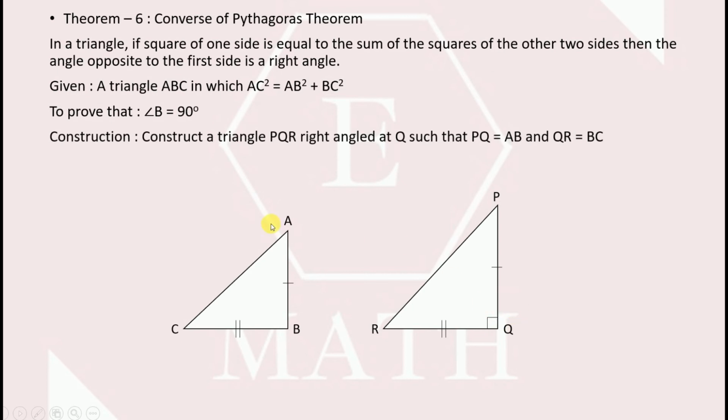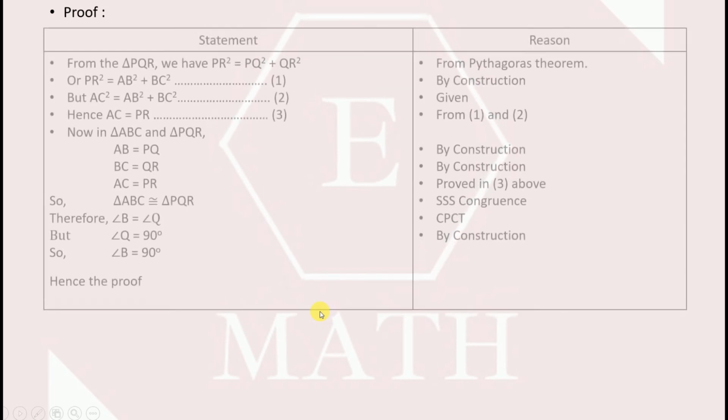And then the construction is, we take one more triangle PQR, which is right angled at Q, such that PQ and AB are equal, and similarly QR and BC, the baselines, are equal. Now let's see how we prove this.